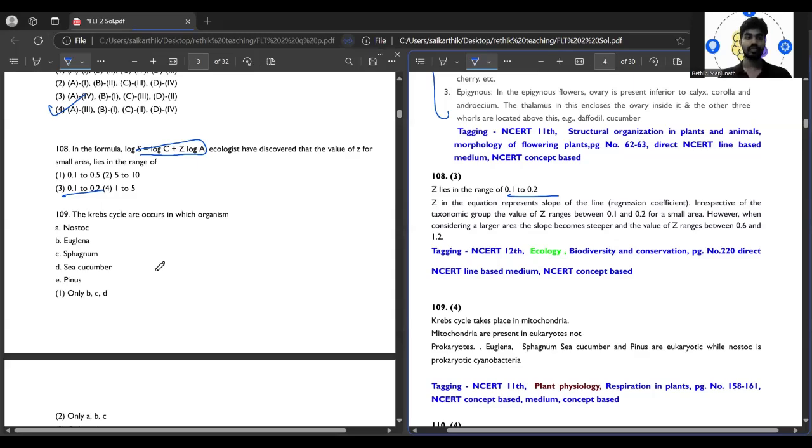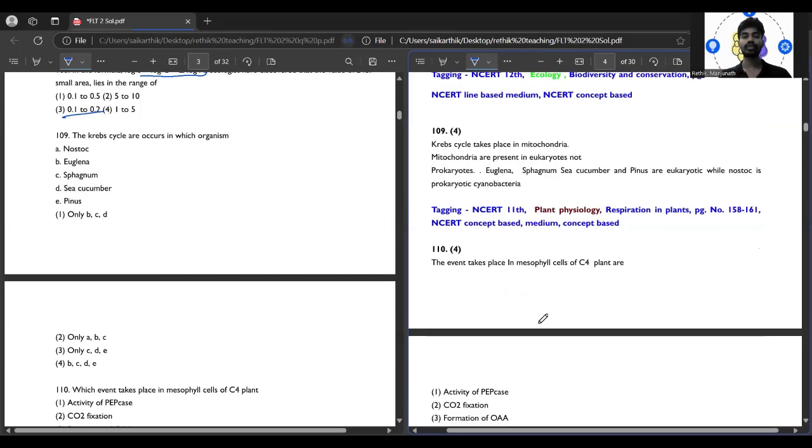Okay, so next is 109. In 109, the Krebs cycle occurs in which organisms? So it's very simple. One thing we know is the Krebs cycle takes place in the mitochondria. So I need to understand where mitochondria are present. They are present in almost all the eukaryotes, and not in the prokaryotes.